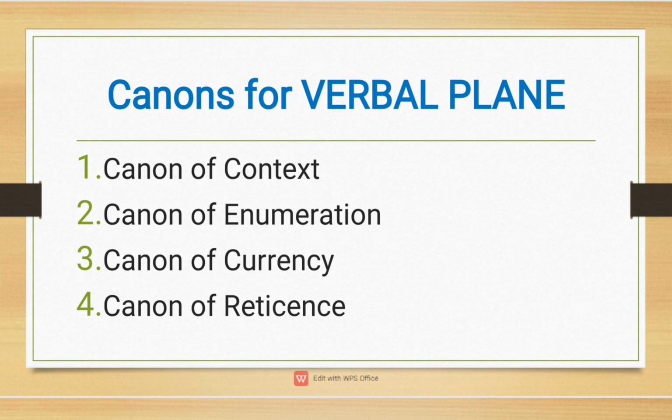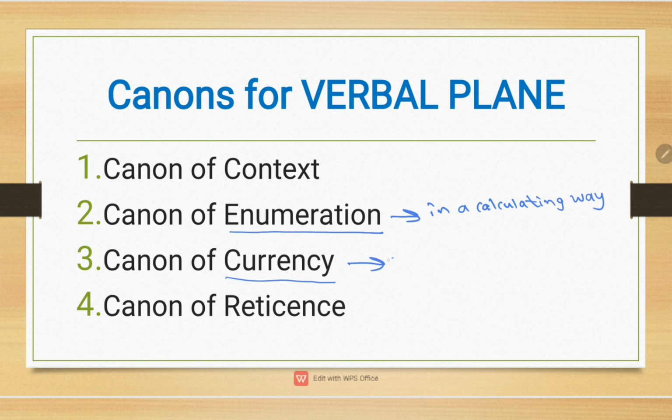Canons for verbal plane: canon of context, canon of enumeration, canon of currency, canon of reticence. Canon of context means its theme. Canon of enumeration means the meaning of enumeration in a calculating way. Canon of currency, currency meaning latest. Canon of reticence means don't go into controversy.